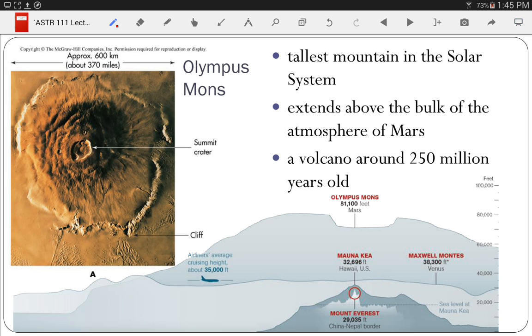So we have Olympus Mons, 81,100 feet. I don't know why it's in feet. Very tall mountain. Notice it's a volcanic mountain. It was created by volcanoes. Next tallest mountain in this graphic here, Maxwell Montes. What planet is Maxwell Montes on? Venus, right. It's one of the male names on the female planet.